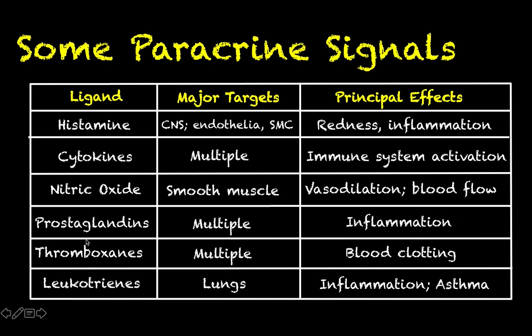We've talked about prostaglandins before, which help to mediate inflammation. Thromboxanes and leukotrienes are very similar in that they are derived from lipid compounds, specifically fatty acids, and they have a number of different effects. For example, thromboxanes help to affect blood clotting. Leukotrienes affect the lungs and are oftentimes a big part of causing respiratory diseases like asthma.